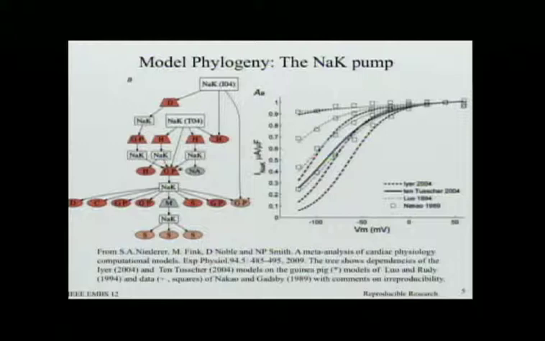The species are given in the red ovals. They come from dogs, guinea pigs, humans, and sheep, and the models are in the squares, and they all differ somewhat. You can see that in the right panel, only one of the models, that of Luo and Rudy in 1994, actually fits the data from Nakao and Gadsby, and the others are approximate but don't fit it.